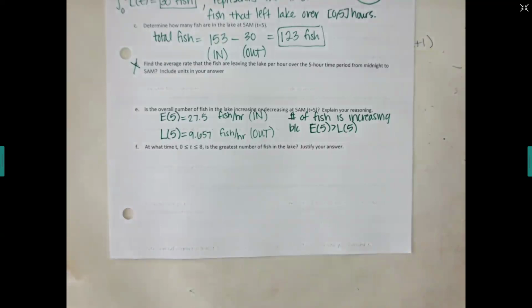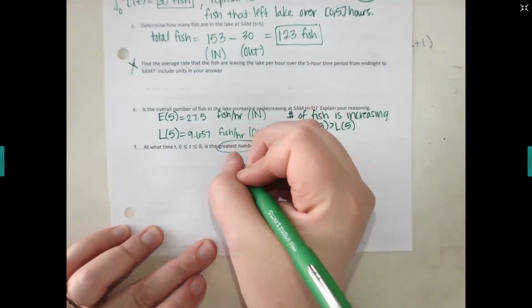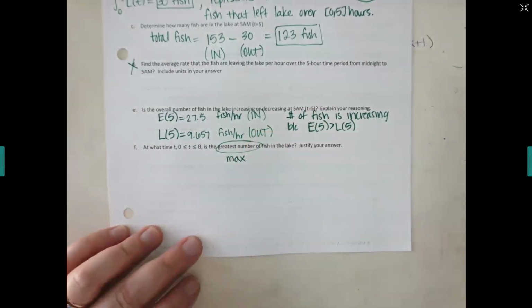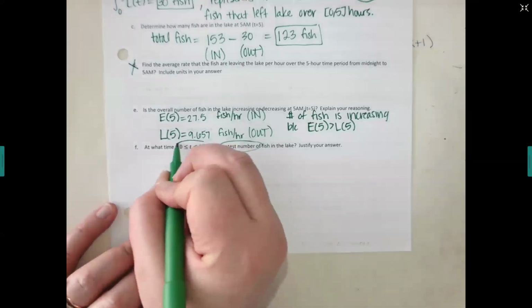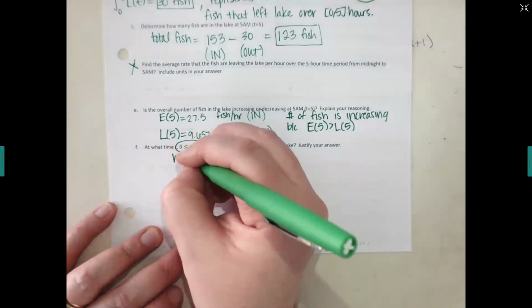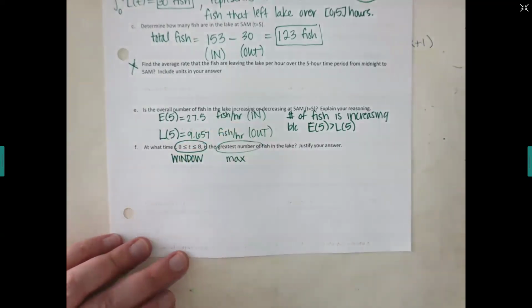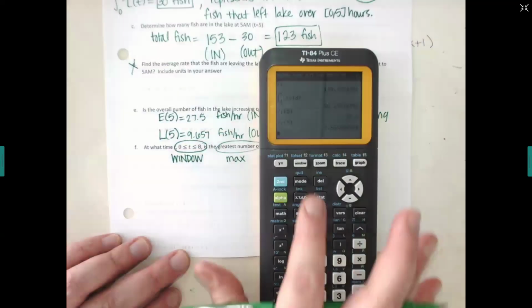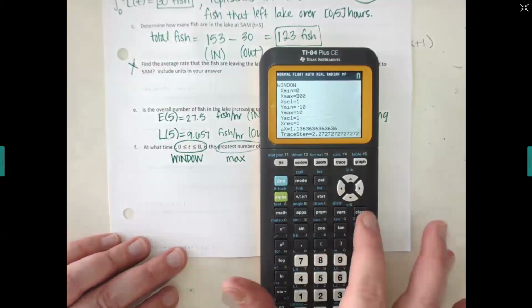Okay, last little part of this says from 0 to 8, at what time is the greatest number of fish in the lake? Greatest number of fish means that we're finding a maximum. So the first thing I want you to do is look at a graph of this equation, but only on the window they've given us. We talked about this a little last class, but I need you to adjust your window to be 0 to 8 for your time. Let me remind you how to do that. Push your window button, and I need it to be 0 to 8.